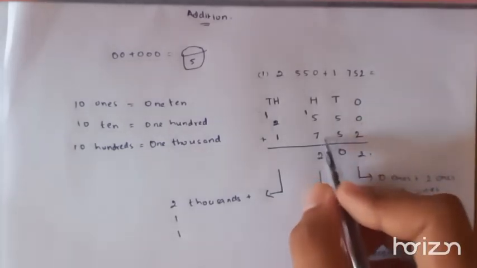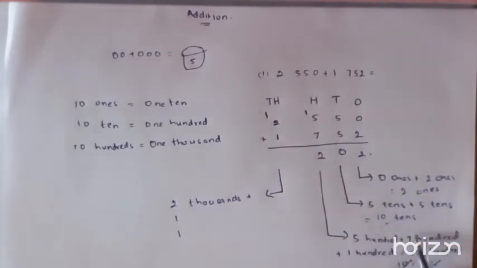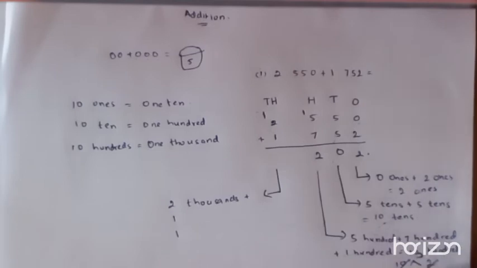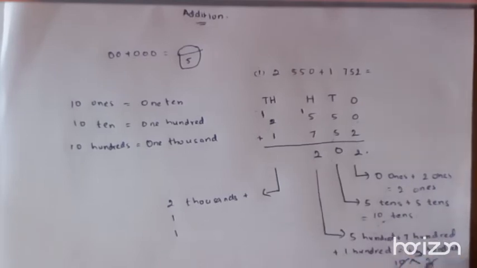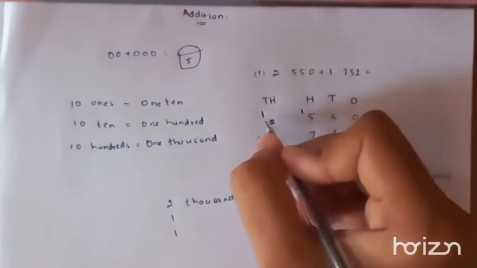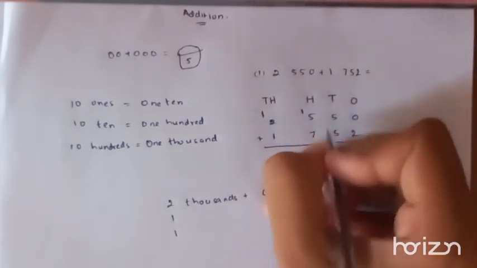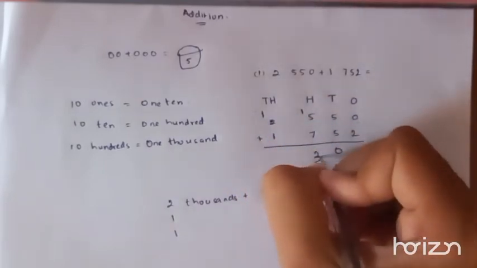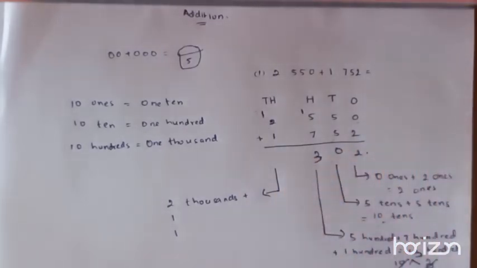I think we made a mistake here. 5 add 7 is 12. 12 add 1 is 13, so 1300s. All right, we have 1300s. So in this 1300s, we're going to split it up into two parts. 10 hundreds is regrouped into 1000, and that 3 that is remaining will be put in the hundreds column.